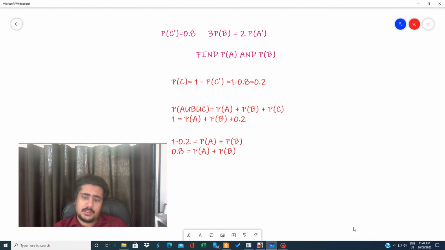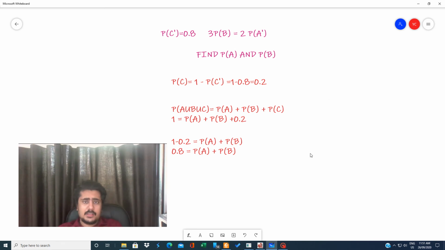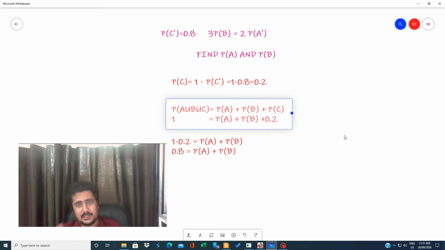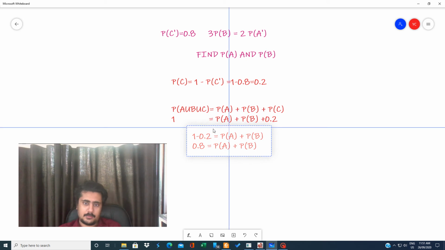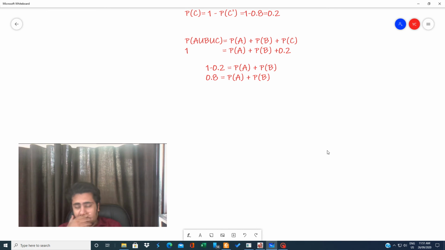Now, as you know, these three are exhaustive events. That means A union B union C is equal to P of A plus P of B plus P of C. Now as they are exhaustive, the union is equal to 1. So 1 is equal to P of A plus P of B plus P of C, and P of C is 0.2. Now we'll subtract 0.2 from 1. So 1 minus 0.2 is equal to P of A plus P of B. So A plus B is 0.8.